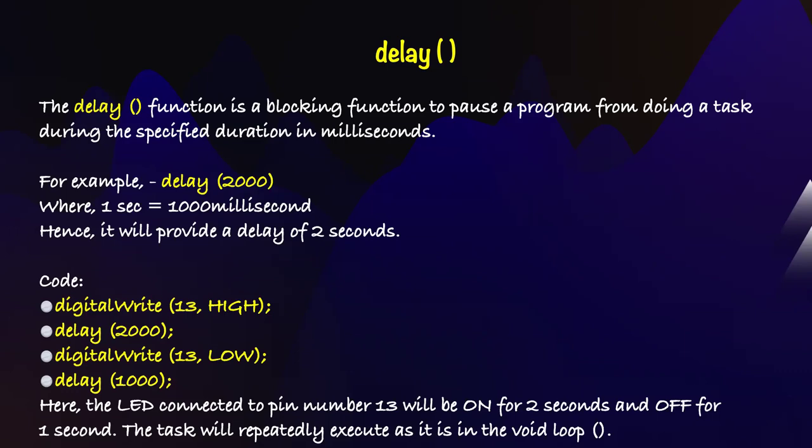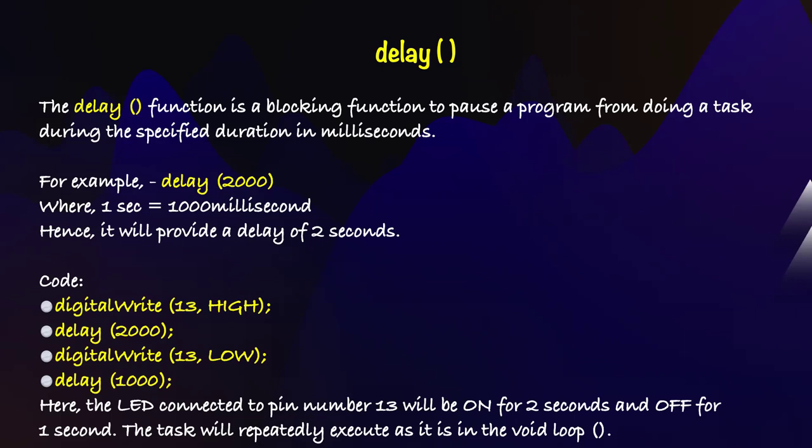The delay function is a blocking function that pauses a program from doing a task for the specified duration in milliseconds. Mind it, everything we do here is in milliseconds, and we can calculate how many seconds are being used. For example, delay 2000. What does delay 2000 mean? Very easy, you all know it by now. One second is 1000 milliseconds, so it will provide a delay of 2 seconds.